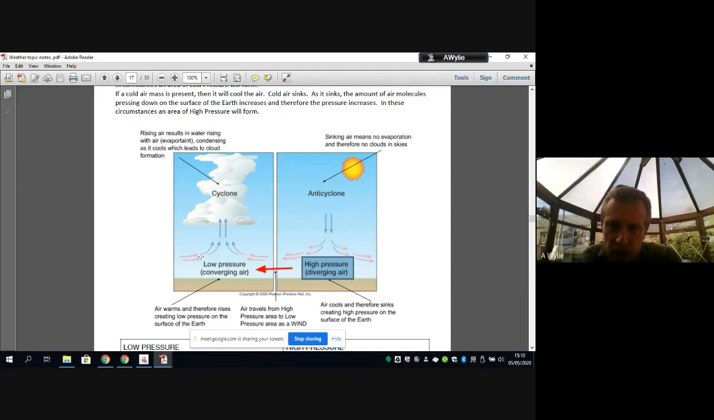Actually, on planet Earth, though, that never happens. There's always somewhere that's going to be slightly warmer than somewhere else. Therefore, the warmer area will end up with lower pressure. There's somewhere that'll be slightly cooler, which will have high pressure, and air will always move between those two places.